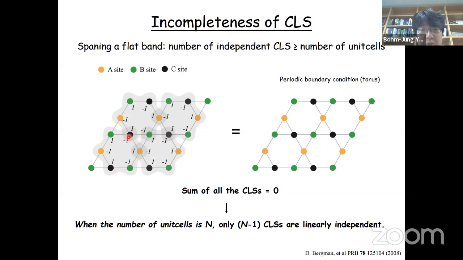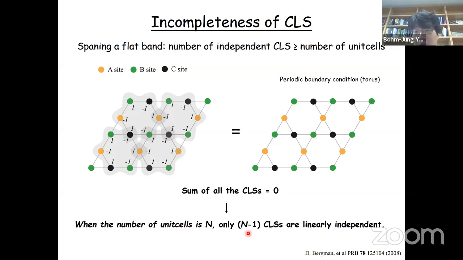But one important property of this Kagome lattice system is that if we sum all the compact localized states, we get 0. The reason is very simple. If you look at this yellow site, the wave function amplitude from this hexagon is equal to +1, but the wave function amplitude from this hexagon is equal to -1. So if we add these two wave functions, the amplitude at this site becomes 0. Similar cancellation happens at every site. This means that among the n compact localized states, only n-1 states are linearly independent because of this global constraint. But if you want to completely span a single flat band, we need n independent localized states. So here one state is missing.